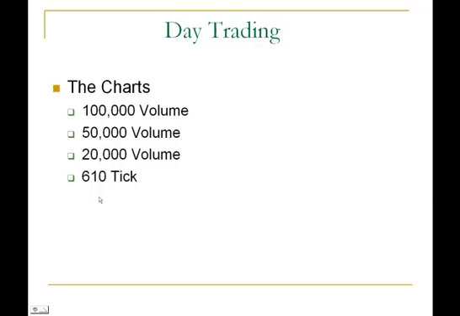A tick chart is not looking at volume; it's looking at how many trades occurred. And so a 610 tick chart requires 610 trades to occur. Doesn't matter how much volume those trades used, just 610 trades per bar.